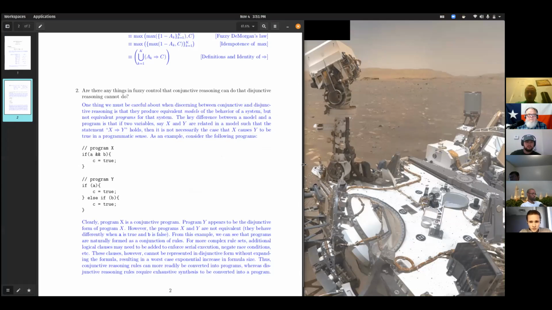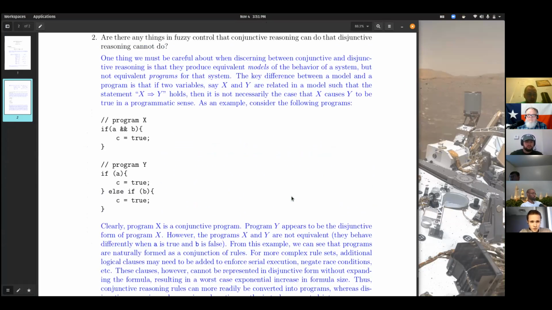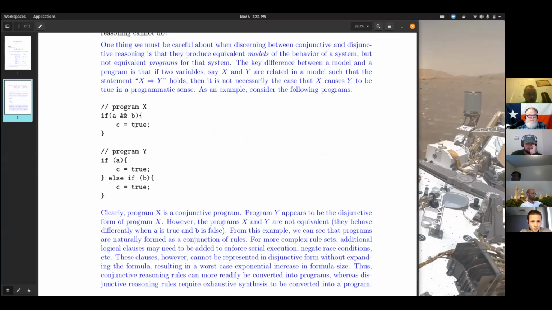I have a minimal example that was incorporated into my answer to the second question on the homework. Would it be right if I share that? Please go ahead and share it. Thank you, Colin. This was my attempt to try to resolve this, and I don't think I did a very good job. Essentially, I have two programs here. One appears to be conjunctive, and the other appears to be disjunctive, and these two programs aren't equivalent. So this is: if A, then C is true. If B, then C is true. That's the disjunctive form, and this appears to be the conjunctive form, but these two programs aren't equivalent.